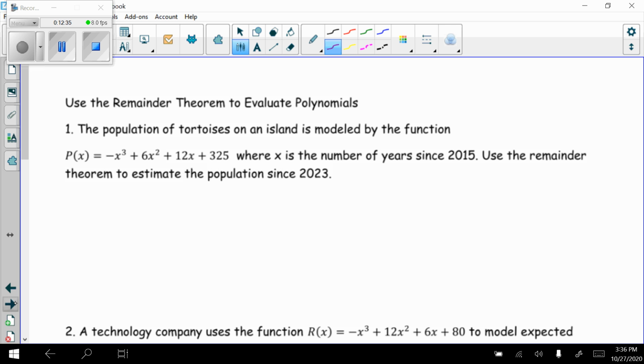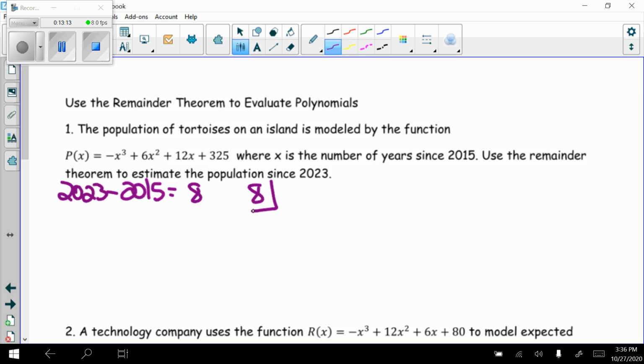Okay, so instead of plugging the number in for x and working all that out, we're just going to do synthetic division. They tell me that this is the number of years since 2015. They want 2023. So for your first thing, I need to find out what is the number that's going in my little box, right, that I'm going to divide by. Or if I were doing direct substitution, what number would I be plugging in for x? So 2023 minus 2015 is going to tell me how many years have passed. It's 8. So 8 is the number that's going in my little box.